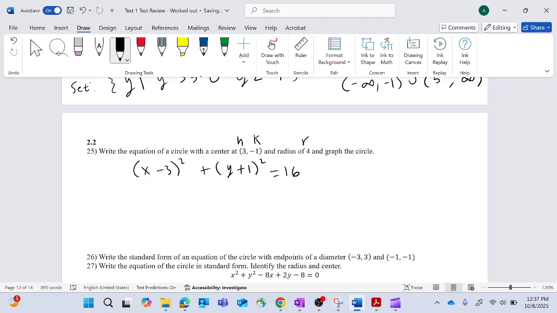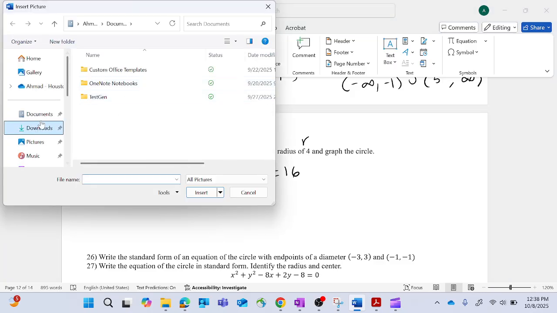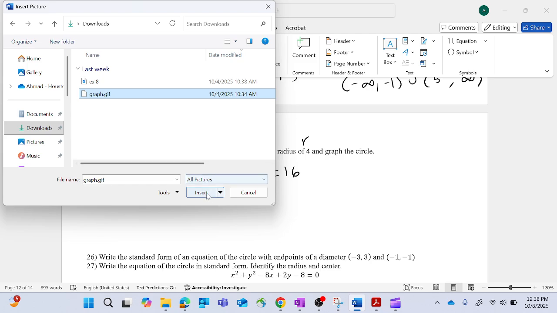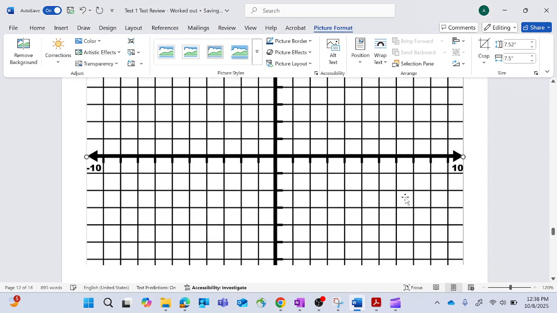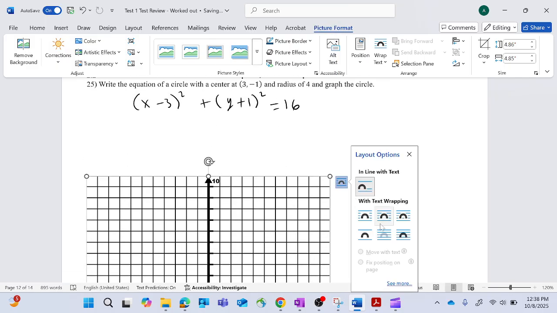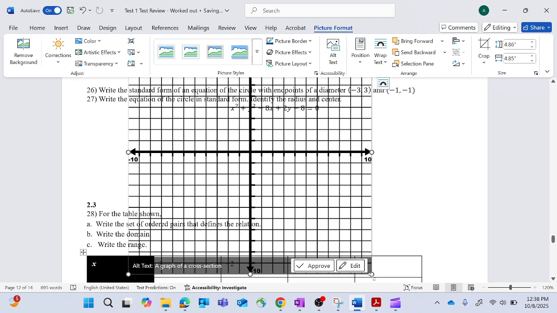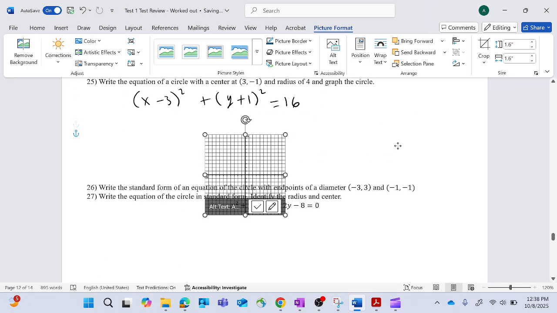That's the equation. And if you want to graph it, do I have any graphs saved? Maybe. Let's see. I think I have something saved. Yes. Really big graph. Let's see what we can do with this. All right.